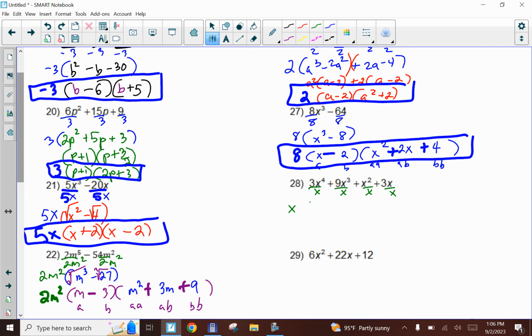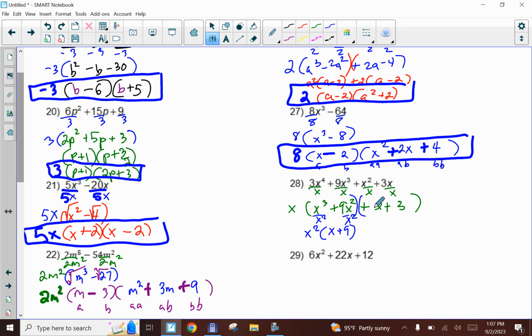So x goes in front. Then I have x to the third plus 9x squared plus x plus 3. This has 4 terms, so that's going to be a grouping question, so I'm going to split it here. And then for the first term, I'm going to take out the x squared. So x squared, lowest exponent between the two x's, so x squared goes in front. So that leaves me with x plus 9.